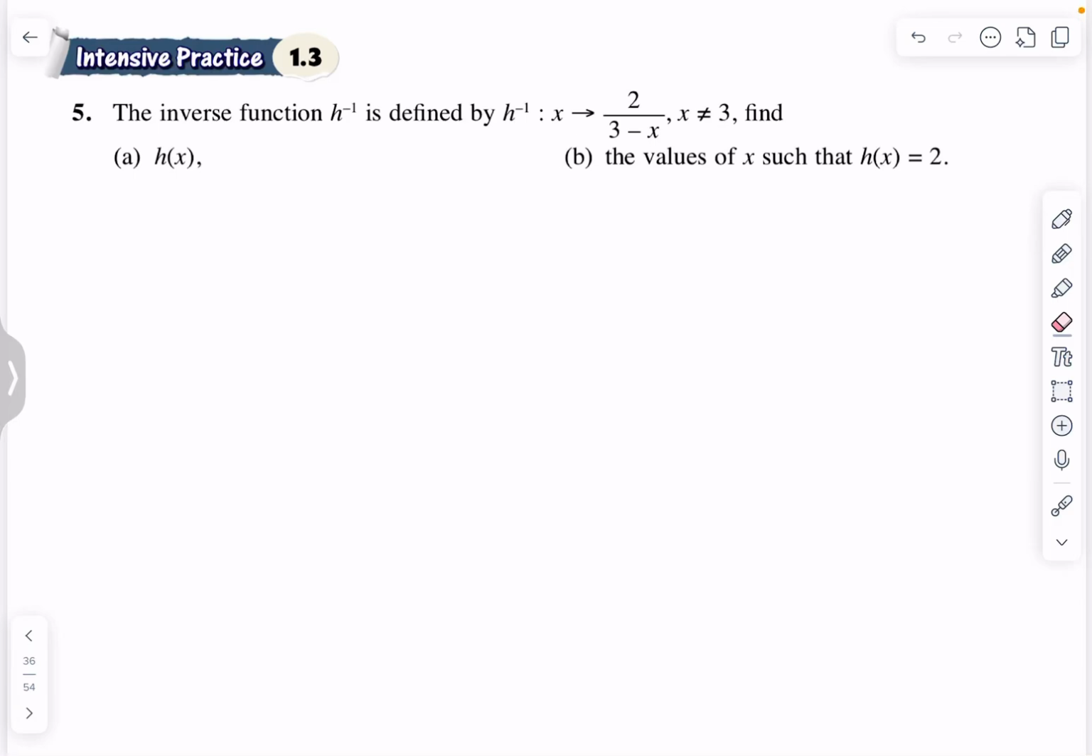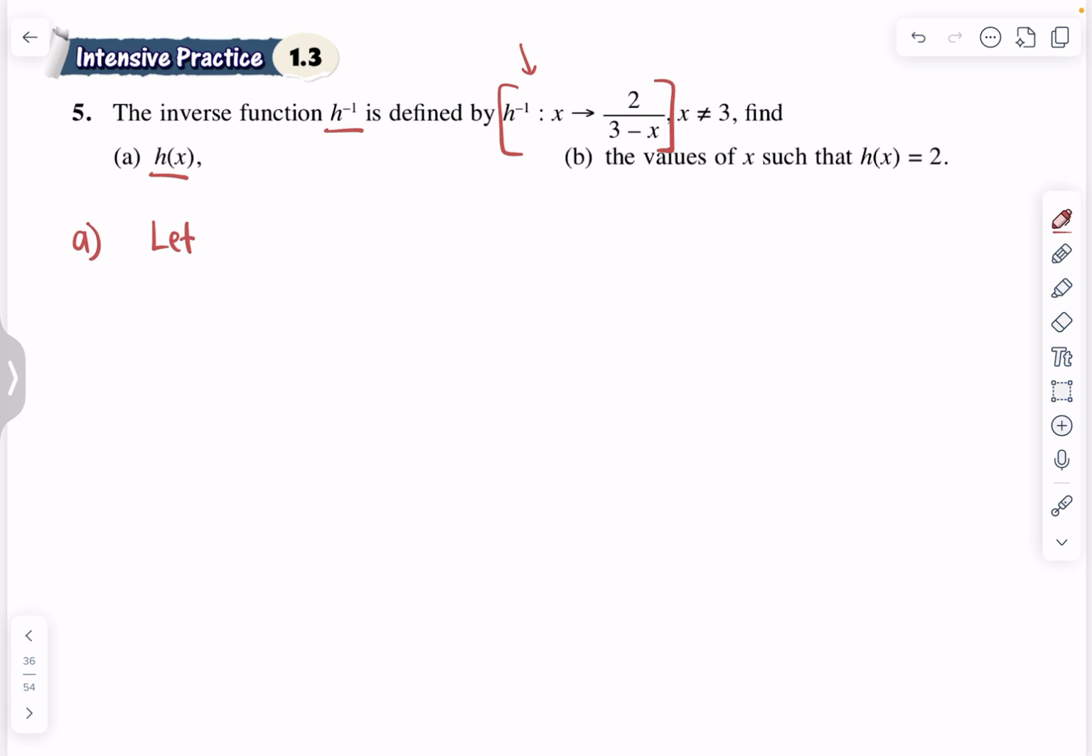Question 5. The inverse function h inverse x is defined by this. Find hx. Okay, so normally they gave us the function like hx and then they asked us to find the inverse. Now they gave us the inverse, they want us to find the function. Okay, the steps are similar.